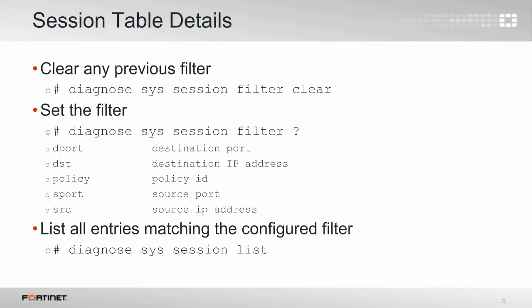To display detailed information about sessions, use the command diagnose sys session list. It is recommended that you set the session filter first, as an unfiltered output displays all the details about all the existing sessions. For high-end devices, a list of all existing sessions could be in the thousands or even millions. You can filter the output by policy ID, source IP address, source port, destination IP address, and destination port.